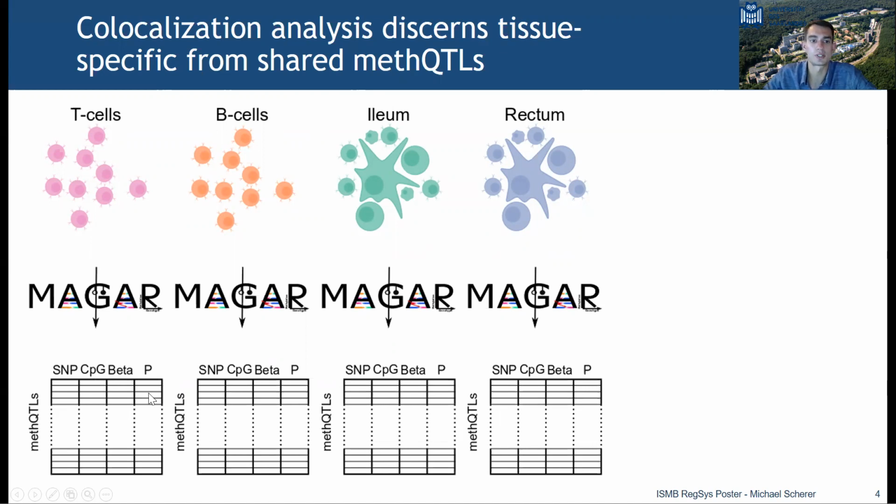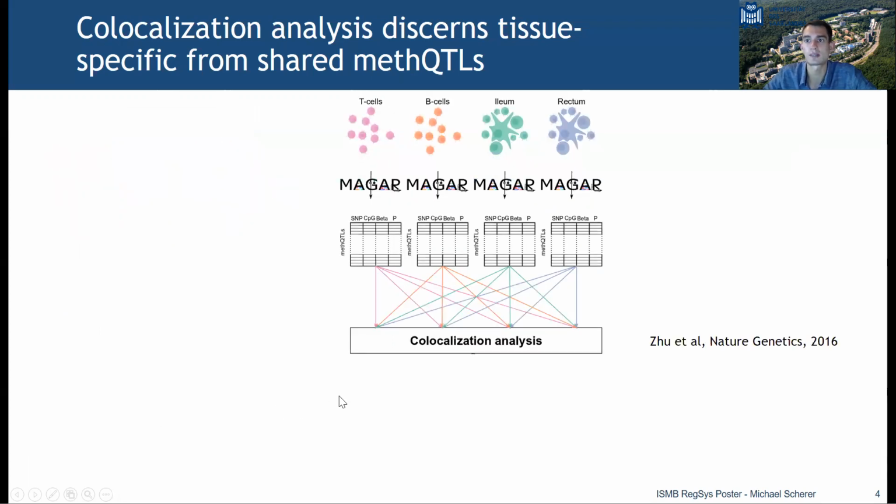We now wanted to ask whether the methQTLs that we identify individually are shared or tissue-specific, and we used colocalization analysis to ask this question. More specifically, we used colocalization analysis as implemented in summary data-based Mendelian randomization. This will tell you whether an association that you find individually is shared or rather tissue-specific. And since we do this in a pairwise manner across all of these tissues or cell types, we end up with two classes of methQTLs, those that are shared across the tissues and the tissue-specific ones.